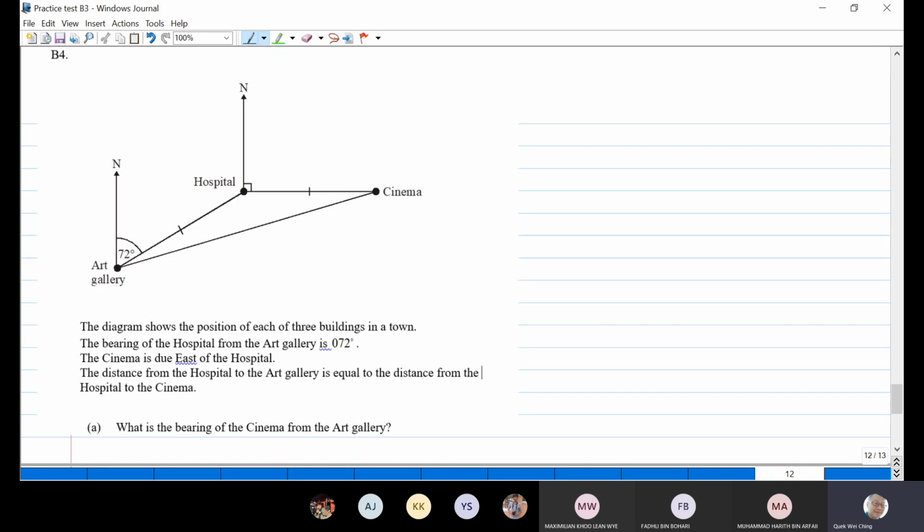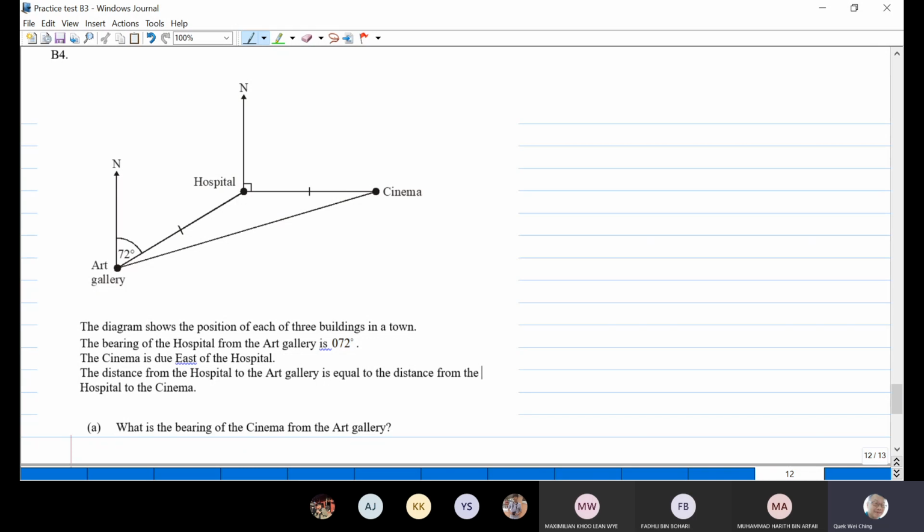Okay. The cinema is due east of the hospital. So you see the cinema there on the east side of the hospital. East means from the north go to 90 degrees, right? And then the distance from the hospital to the art gallery is equal to the distance from the hospital to the cinema. So these two distances are equal. I tell you that, right?